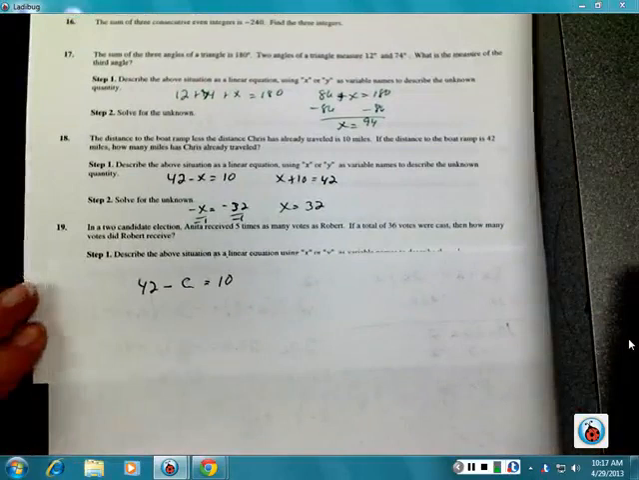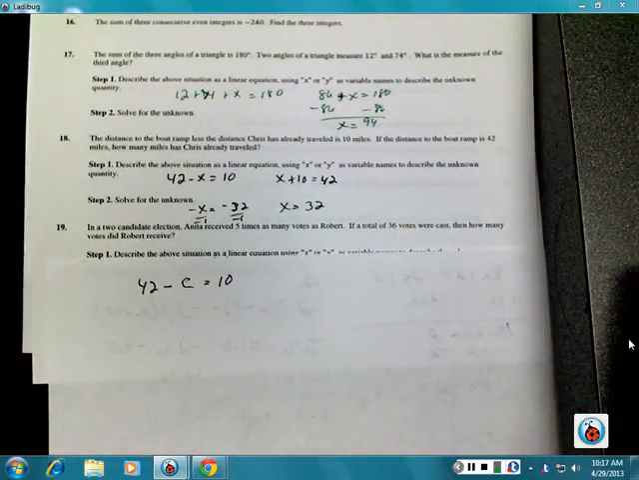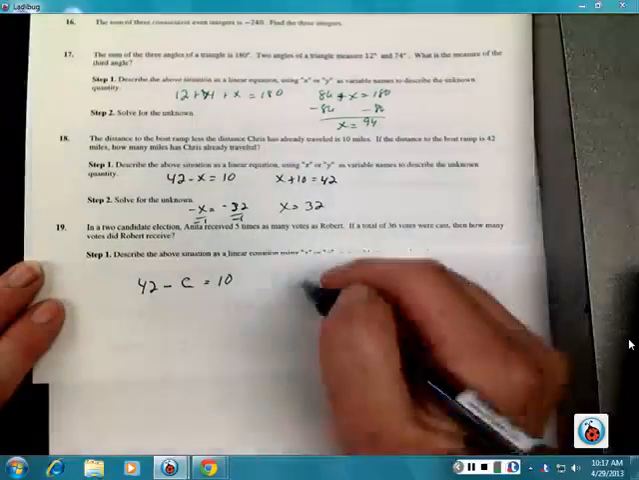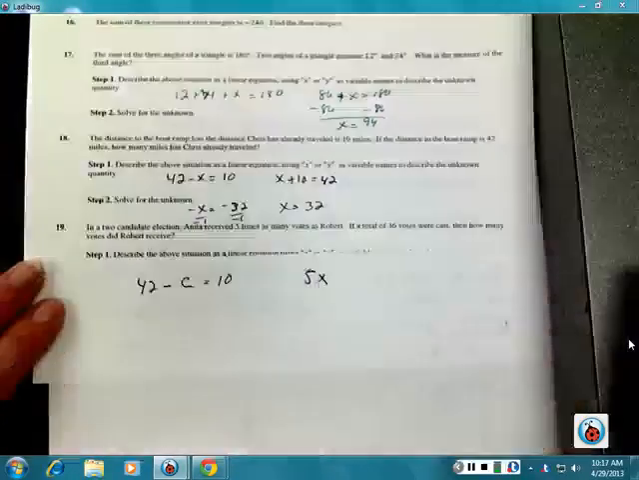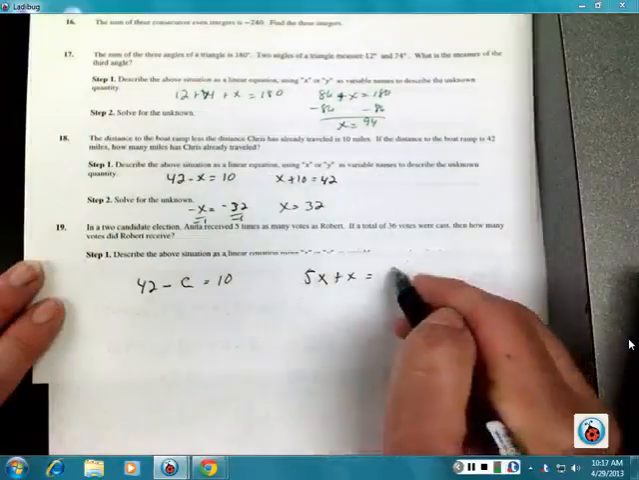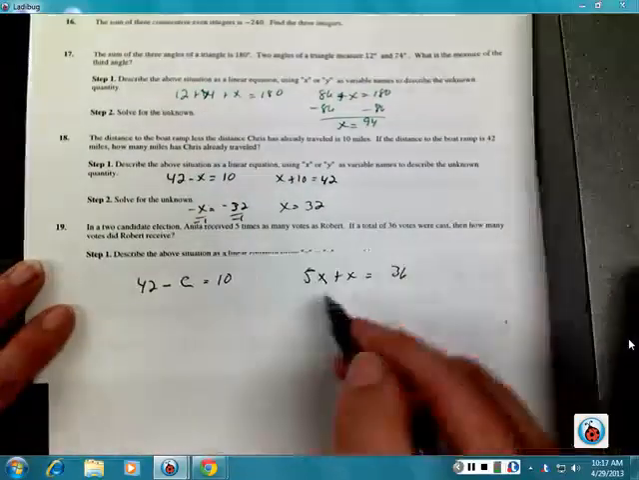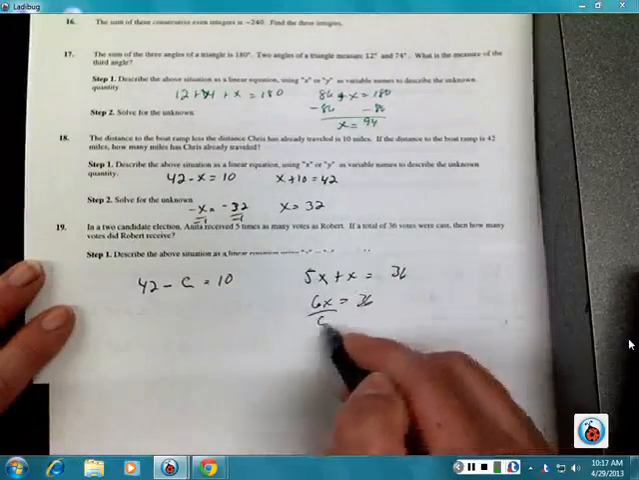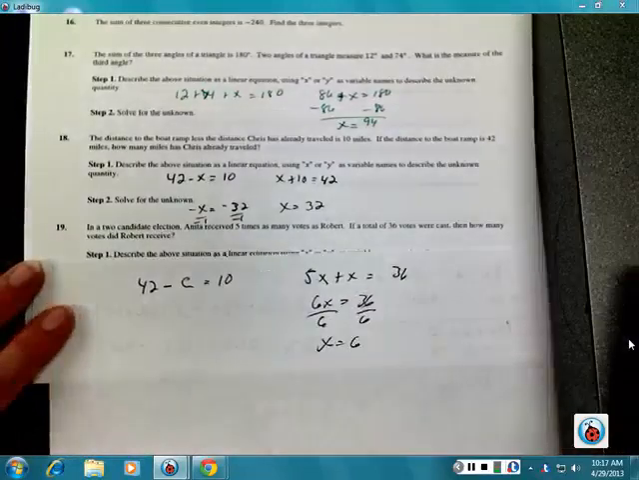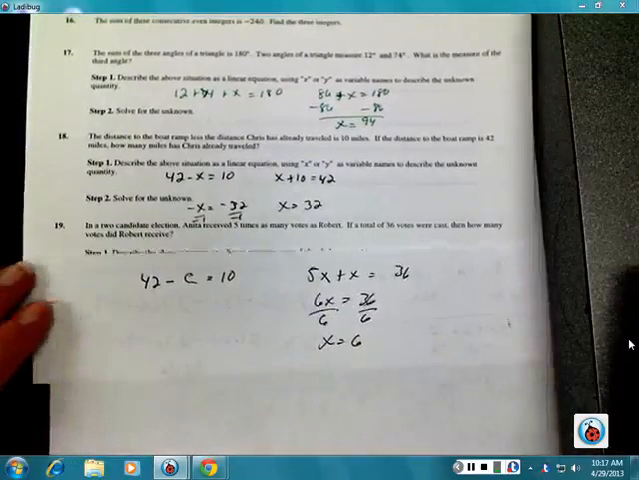19. It says, in a two-candidate election, Anita received 5 times as many votes as Robert. If a total of 36 votes were cast, how many votes did Robert receive? So if Anita received 5 times as many, that would be 5x plus x equals 36. So I get 6x equals 36, divide by 6, x equals 6, and that's what Robert received, 6 votes.